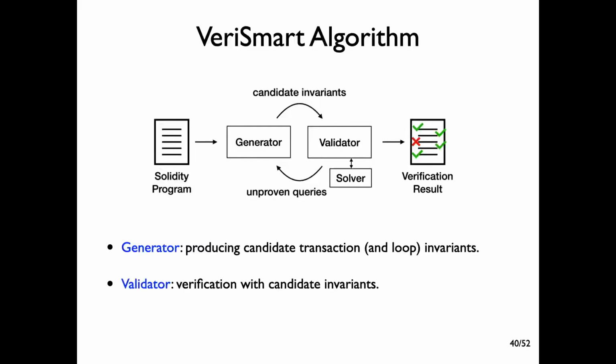The figure shows the overall architecture of VeriSmart. The algorithm iteratively searches for useful invariants until the contract is proven to be safe or the given time budget is exhausted. The generator aims to produce candidate invariants that are useful for proving the safety. The validator aims to prove the safety using candidate invariants given from the generator. For more technical details, please see our paper.